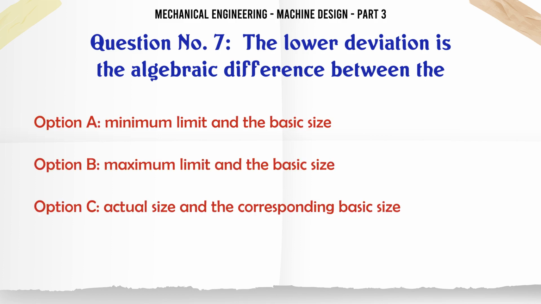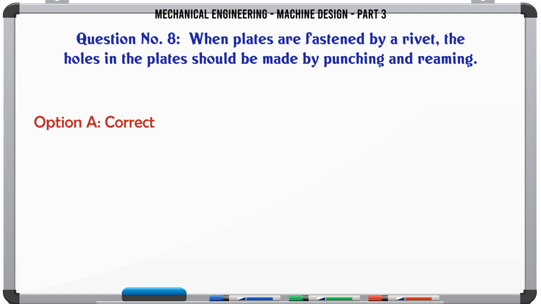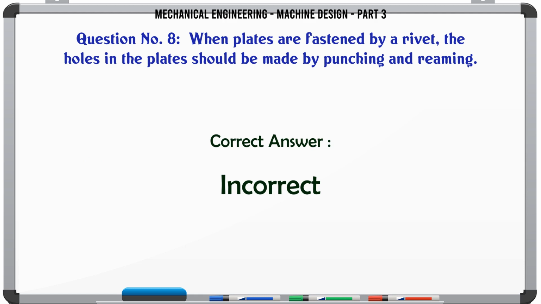The lower deviation is the algebraic difference between the A. minimum limit and the basic size, B. maximum limit and the basic size, C. actual size and the corresponding basic size, D. none of the above. The correct answer is minimum limit and the basic size. When plates are fastened by a rivet, the holes in the plates should be made by punching and reaming. A. Correct, B. Incorrect. The correct answer is incorrect.